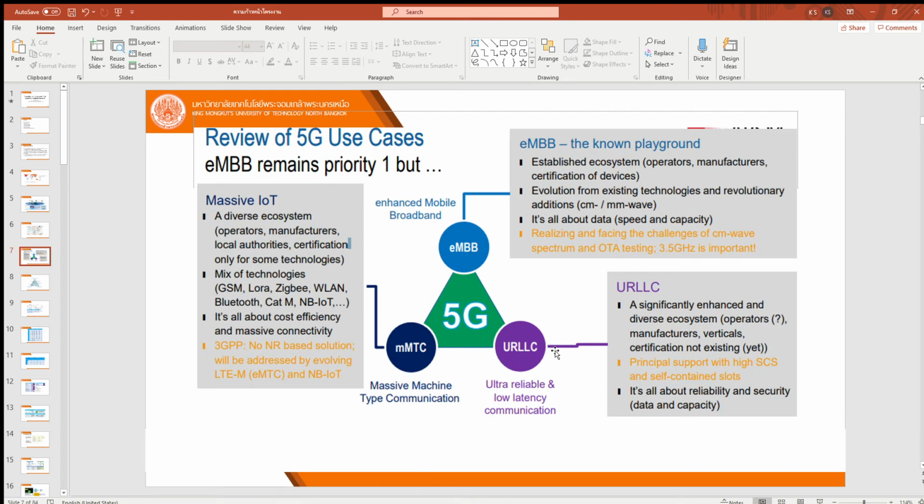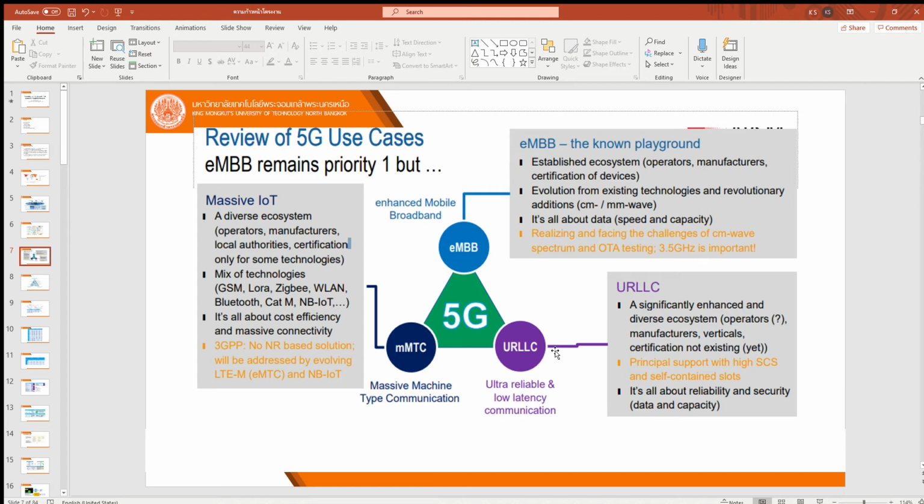So in 5G, there are three main things that are going to be increased from 4G LTE. One is massive IoT. We call it mMTC, massive machine type communication. So you can talk to many kinds of systems and many devices. For example, you can talk to GSM, LoRa, ZigBee, wireless LAN, Bluetooth, Cat-M, NB-IoT. Many kinds of devices can be used in the same system. So we call it diverse ecosystems.